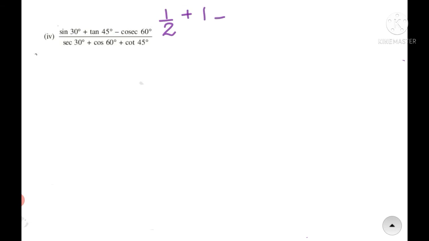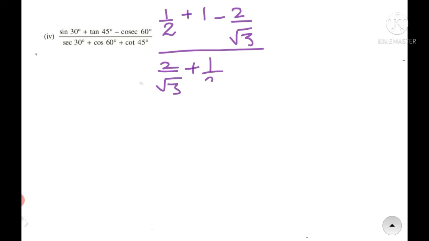Let's see the fourth part. Sine 30 is 1 by 2 plus tangent 45 is 1 minus cosec 60 is reciprocal of sine 60, which is root 3 by 2. So cosec 60 will be 2 by root 3, whole divided by secant 30, reciprocal of cos 30. So 2 by root 3 plus cos 60 is 1 by 2 plus cot 45 is 1.